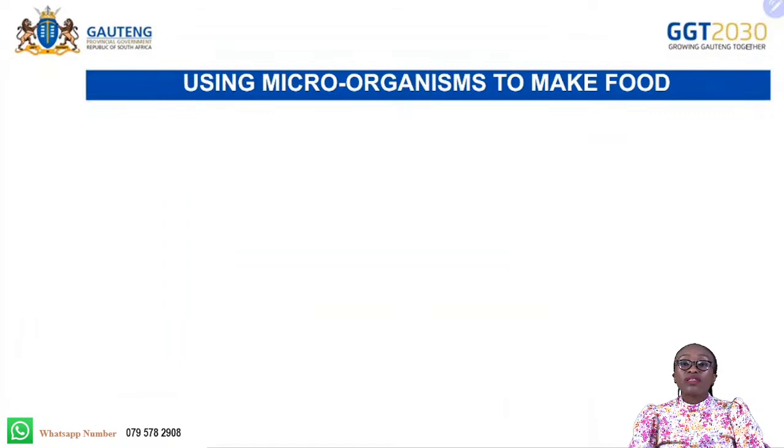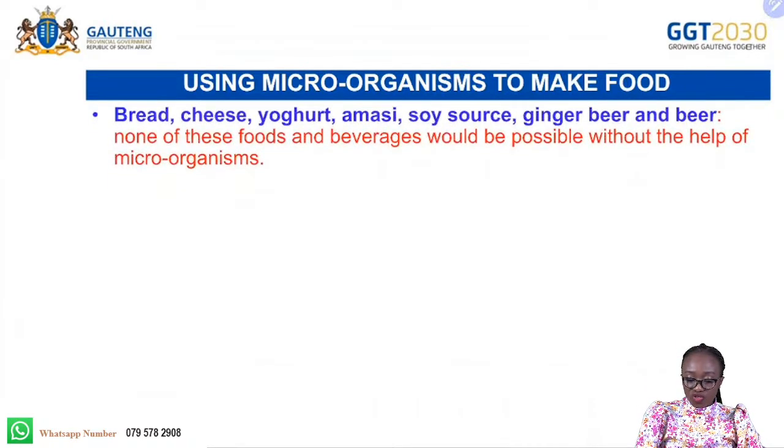Before, we learned that microorganisms are used in bread making and wine brewing, and humans have been using microorganisms for centuries now. Bread, cheese, yogurt, amasi, soy sauce, ginger beer, and beer: none of these foods and beverages would exist, or it would not be possible to make them, without the help of microorganisms. So these living organisms are very vital to our diet as well.